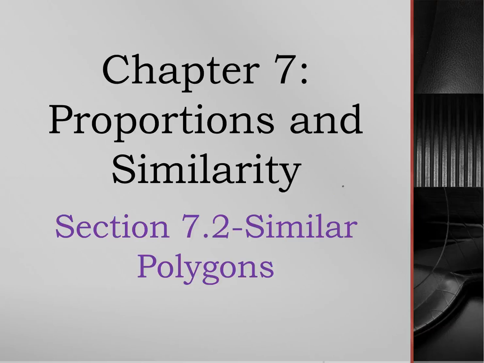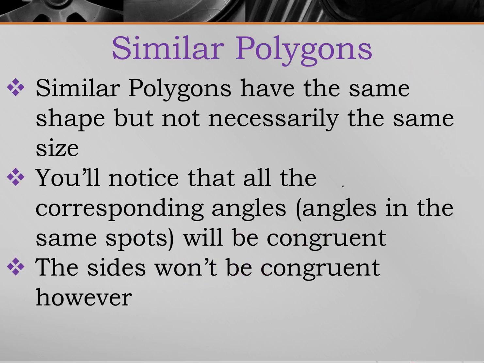Alright, so here's the next section of Chapter 7 involving the concept of what similar polygons are. Here's where we're going to start really getting into the meat of this chapter. So, similar polygons are polygons that have the same shape, but not necessarily the same size.